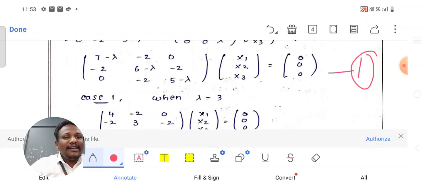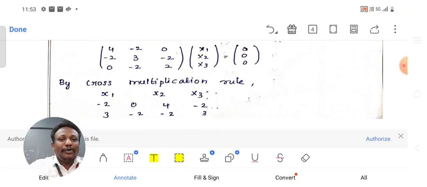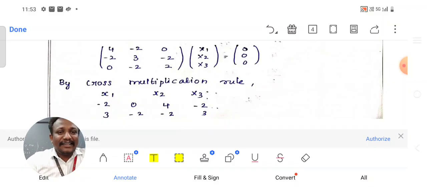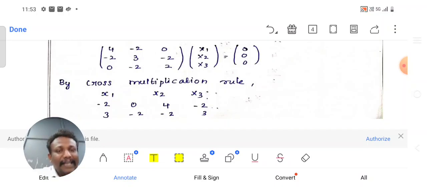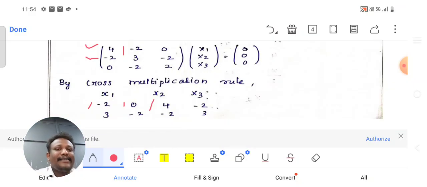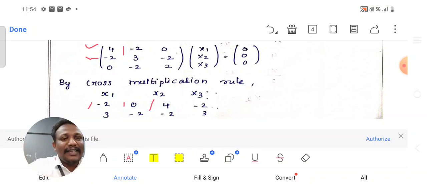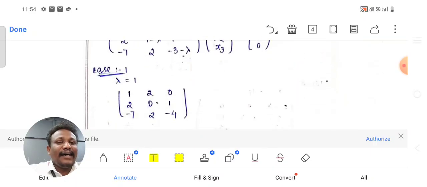In equation 1, you have to substitute lambda is equal to 3 first, then simplify it. Here you have to choose two different rows and write them in a pattern. That pattern is: we start with the second element, then the third element, then the first element, so that the first and last are the same. Here I have chosen the first row and second row. After writing this pattern, use the cross rule method. By the cross rule we can easily find X1.